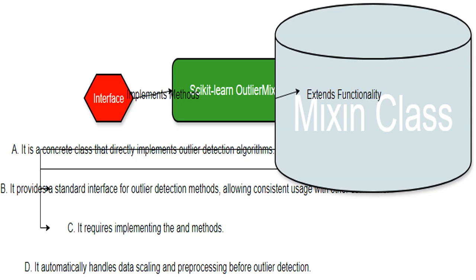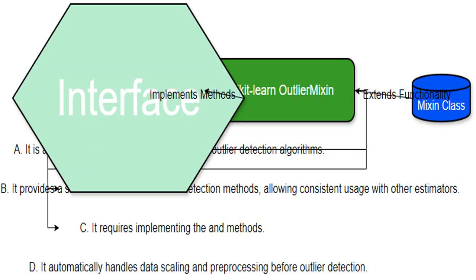OutlierMixin is a special kind of class in Python. It's like a toolbox filled with useful functions that you can add to other classes. It doesn't stand alone. Instead, you use it to give other classes extra capabilities. Think of it like adding extra features to a car. You don't replace the car. You enhance it.